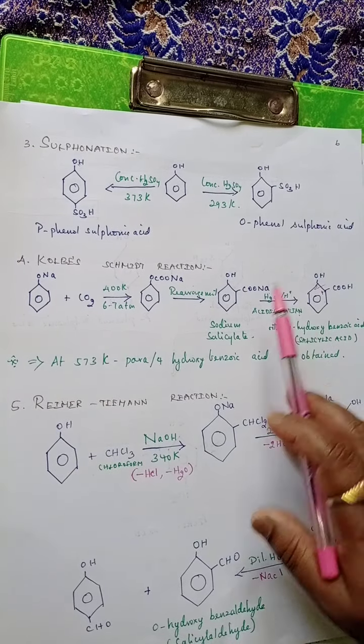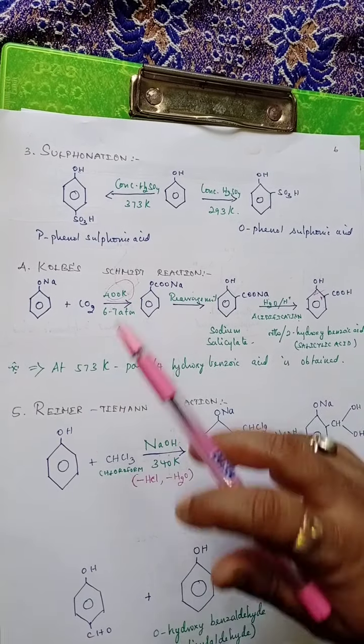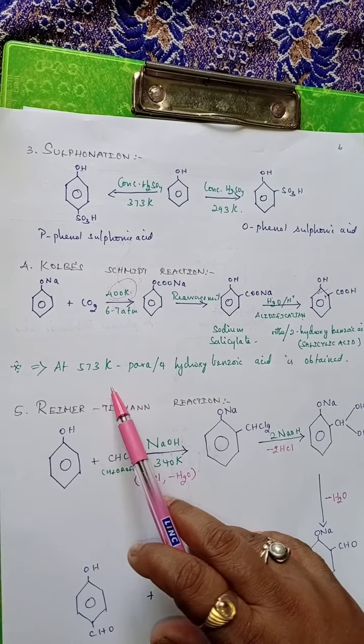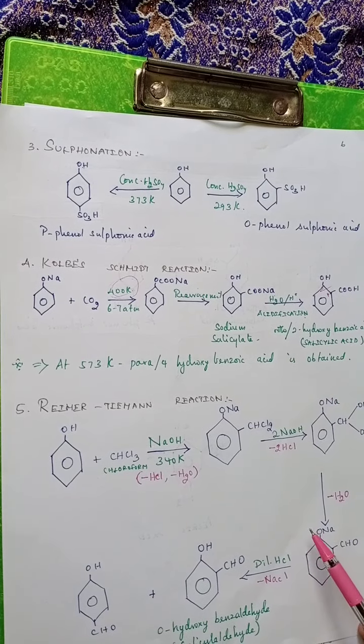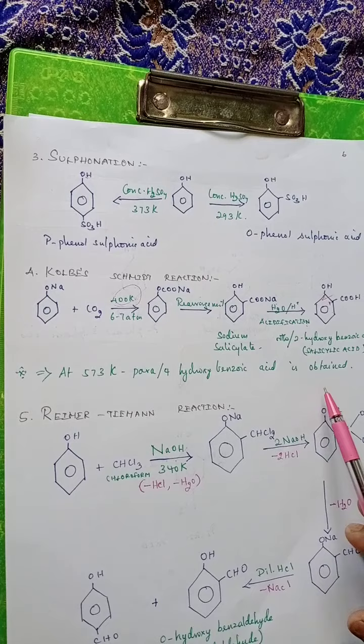So this happens when we use 400 Kelvin. If this reaction happens at 573 Kelvin, you will get para-hydroxybenzoic acid, which is 4-hydroxybenzoic acid.